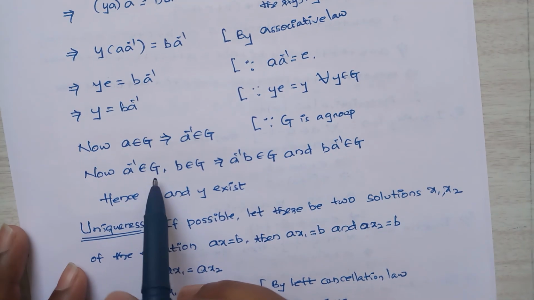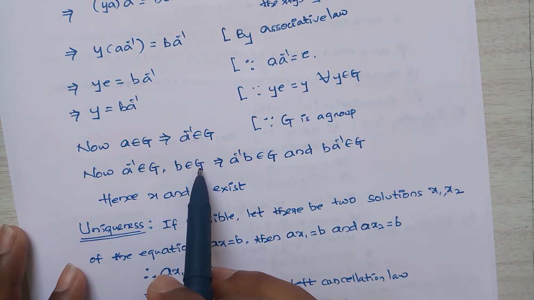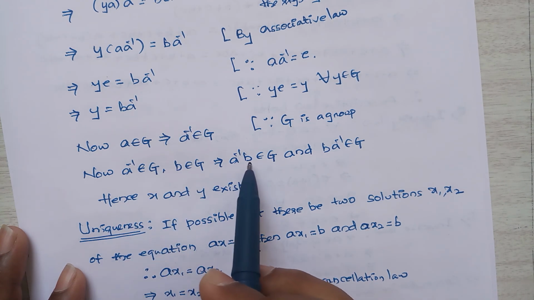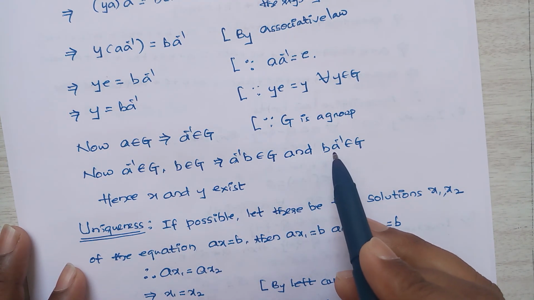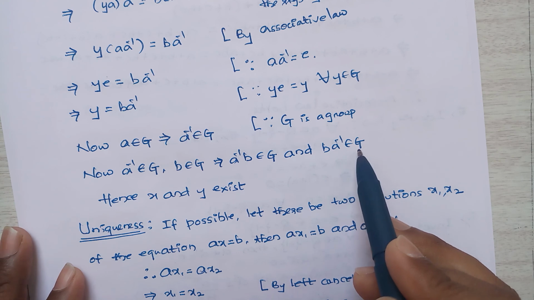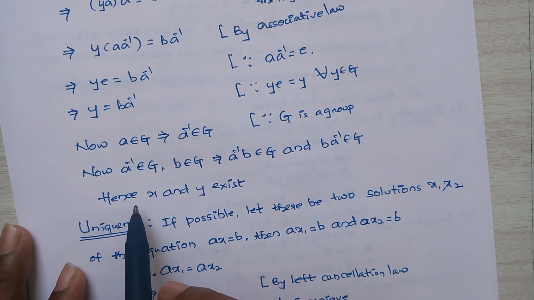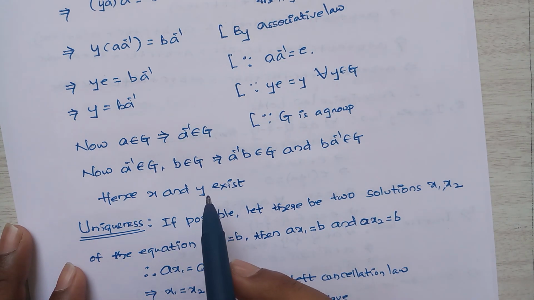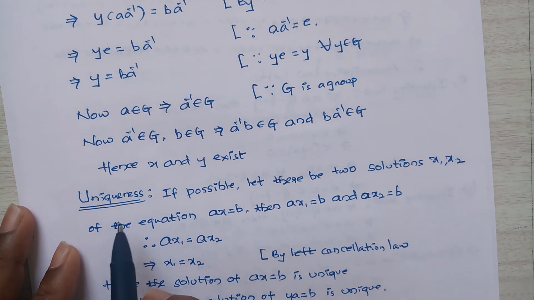Now A inverse belongs to Z and B belongs to Z, then A inverse B belongs to Z. Yes, and B into A inverse also belongs to Z. Therefore here X and Y exist. So next we have to check uniqueness.